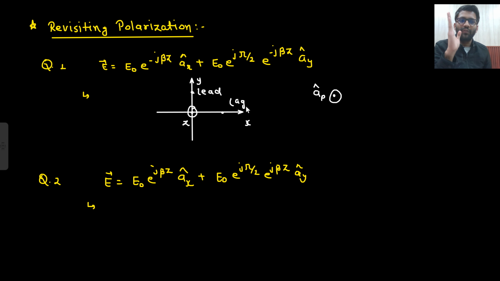Now you need to move your hand, listen very carefully. Move your fingers from lead to lag such that your thumb is pointing towards the direction of propagation. First I will make the axis and mark lead and lag. Now my fingers are moving from lead to lag and my thumb is pointing towards the direction of propagation. That means left hand circularly polarized.